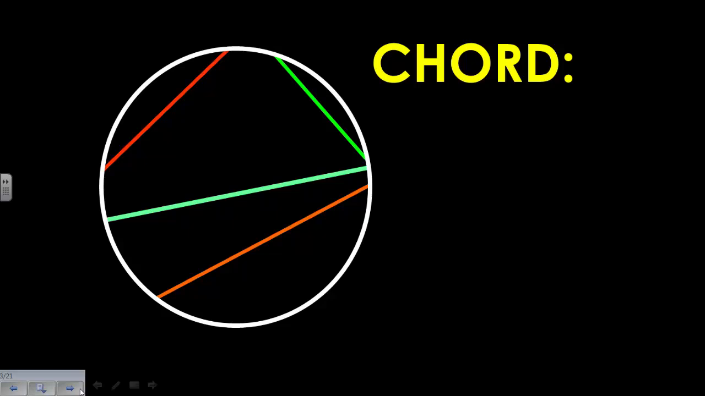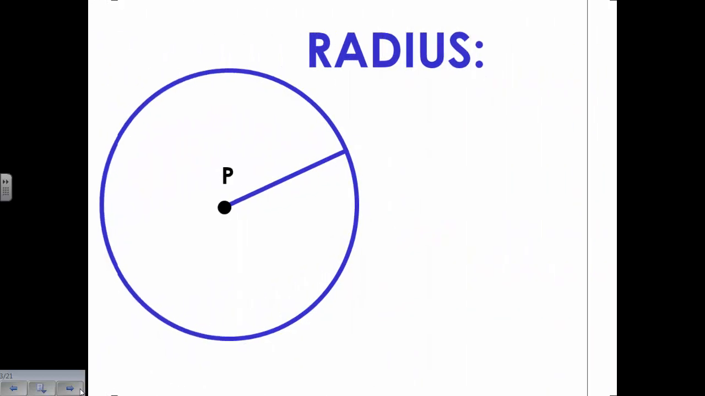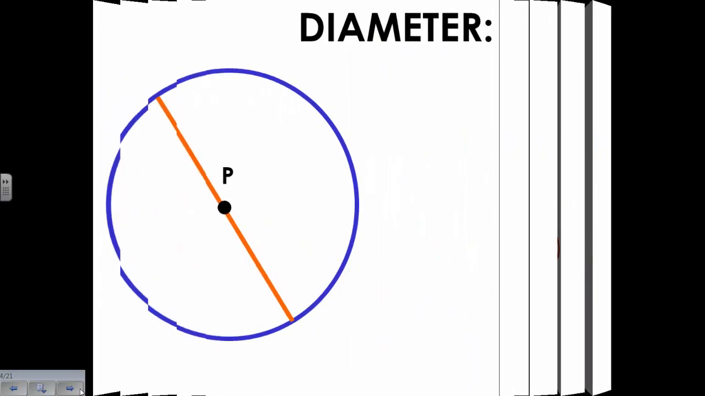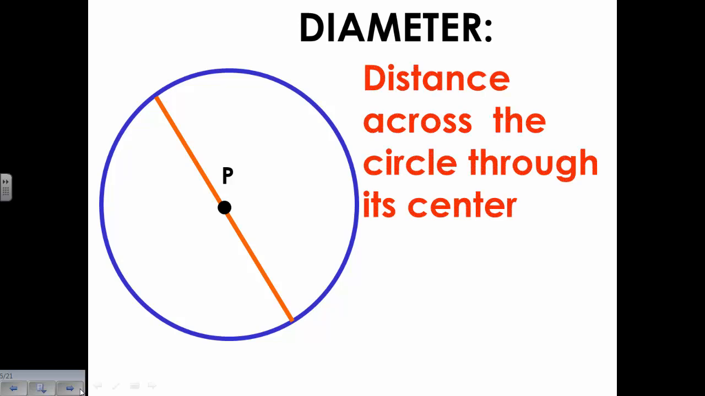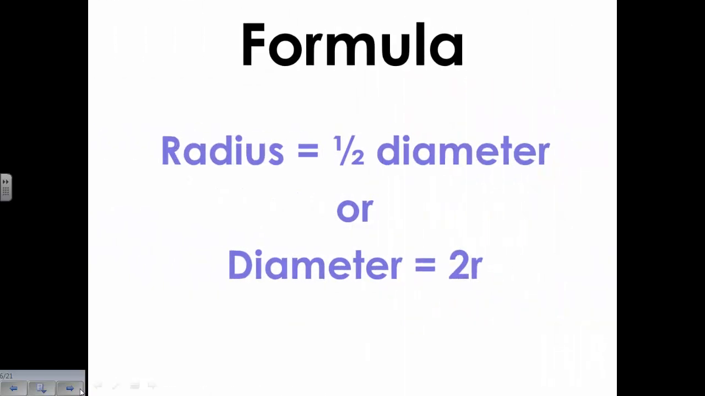Chords. All of these examples in this picture are all chords. They all have endpoints that are on the circle. A radius is the distance from the center to any point that is on the circle. All circles have an infinite amount of radii. The diameter goes all the way across and through the center. It's also known as the longest chord. A formula that we come across is radius is equal to half the diameter, or going the other direction, we could say that a diameter is equal to 2 times our radius.